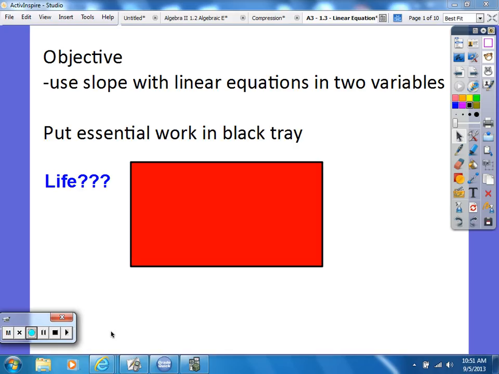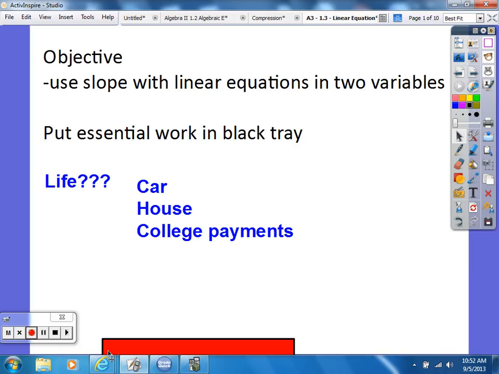Here's one that I do no matter what: my mortgage. I want to figure out exactly how much I owe, and if I pay this much extra every month, when will I pay it off? So I pay $20 extra a month every month. Will I still take 30 years? No, I'll only be taking like 25 years. So a car, a house, college payments, those are all where you could be using this in real life.